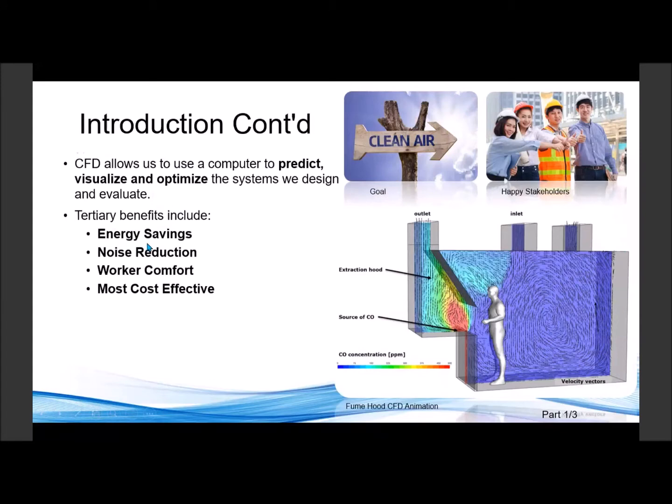CFD also has some great tertiary benefits. One of my biggest favorites is energy savings. By moving the air a little more laminar, a little more predictively, you need less air and you'll need less energy. You can also reduce noise. You can increase worker comfort, and overall, in the long run, it's the most cost-effective way to do it.